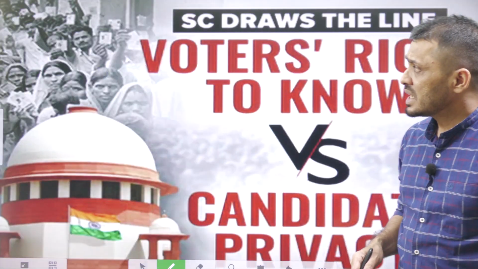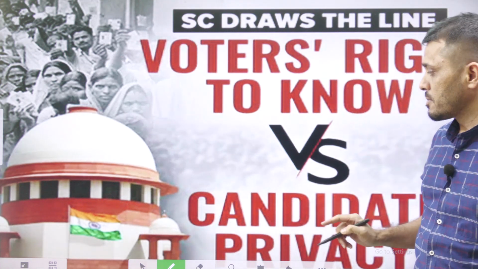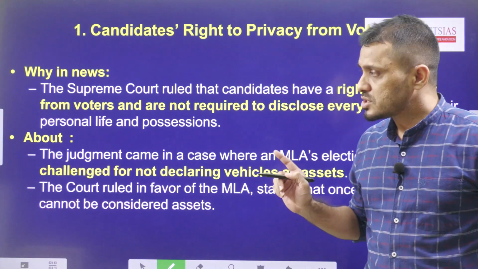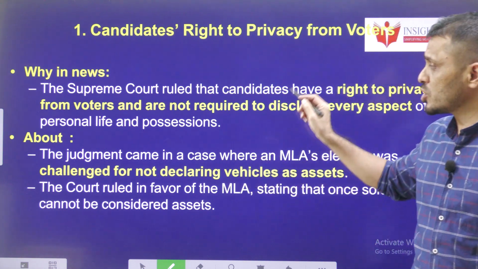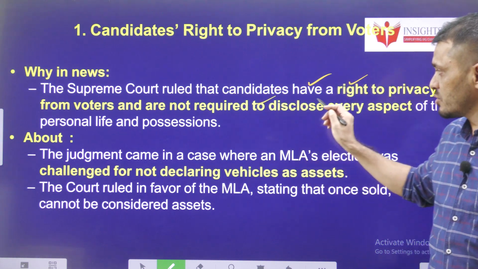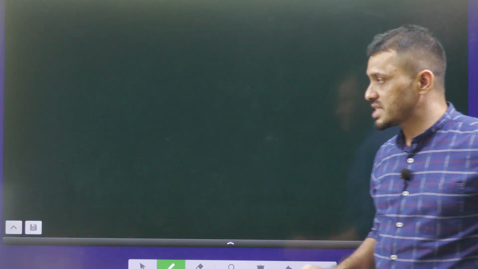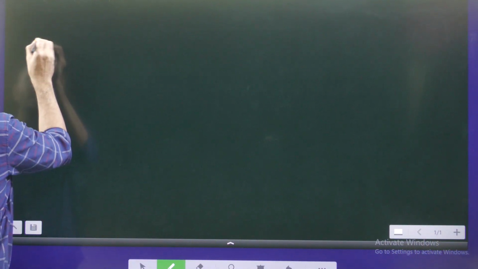First, let's see the Supreme Court's judgment regarding the voters' right to know versus the candidate's right to privacy. There are 2 rights. So first we'll try to understand the context, then I will explain. The context is the Supreme Court ruled that candidates have a right to privacy from voters. They are not required to disclose every aspect of their personal life as well as their position. So this is about the Supreme Court saying this, the topic number 1.